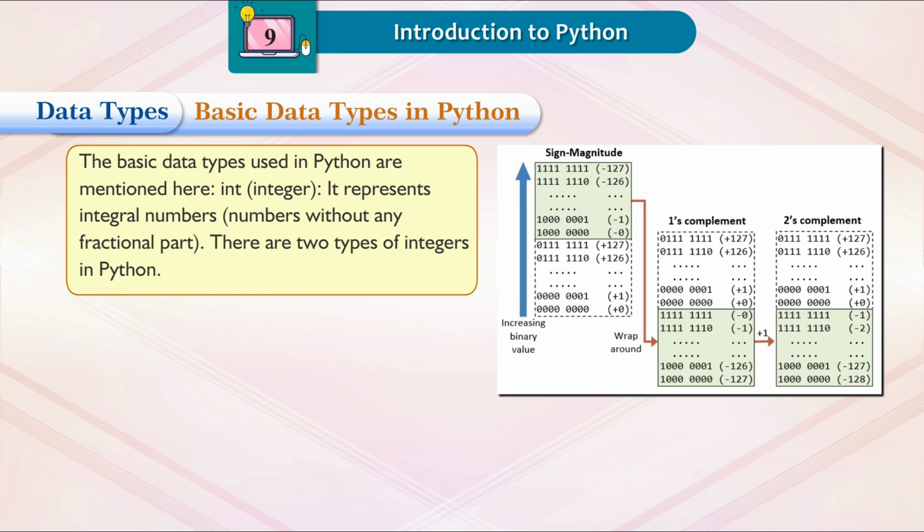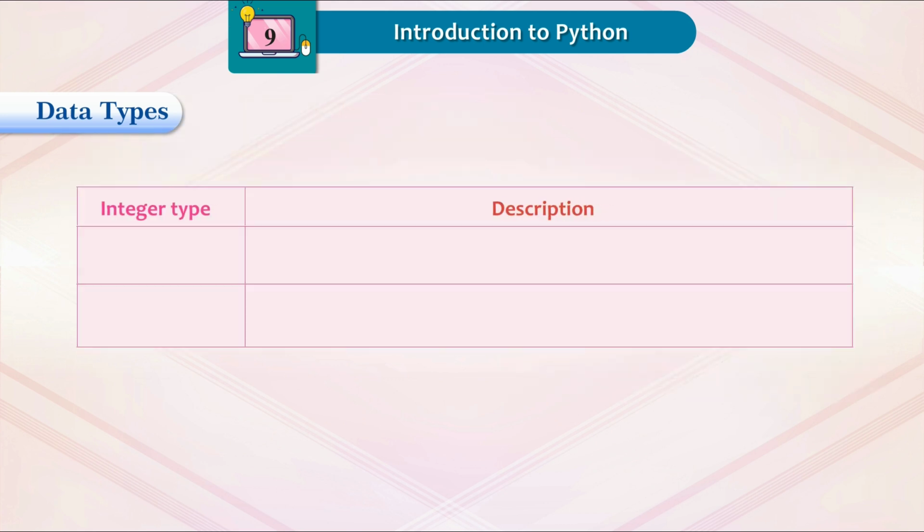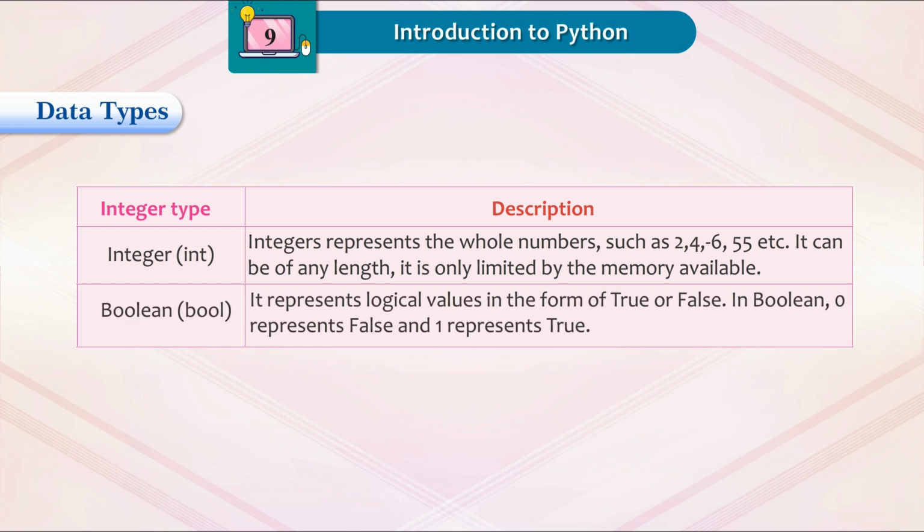Integer. It represents integral numbers, numbers without any fractional part. There are two types of integers in Python: integer type and Boolean. Integer, int. Integers represent the whole numbers such as 2, 4, -6, 55, etc. It can be of any length. It is only limited by the memory available. Boolean, bool. It represents logical values in the form of true or false. In Boolean, 0 represents false and 1 represents true.